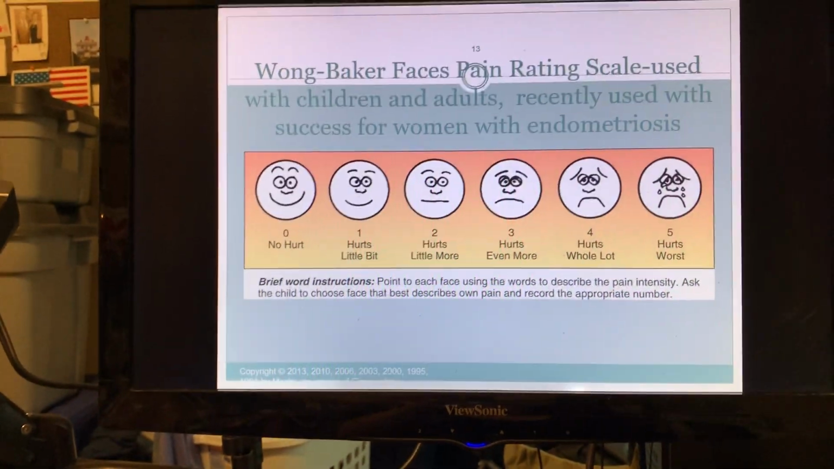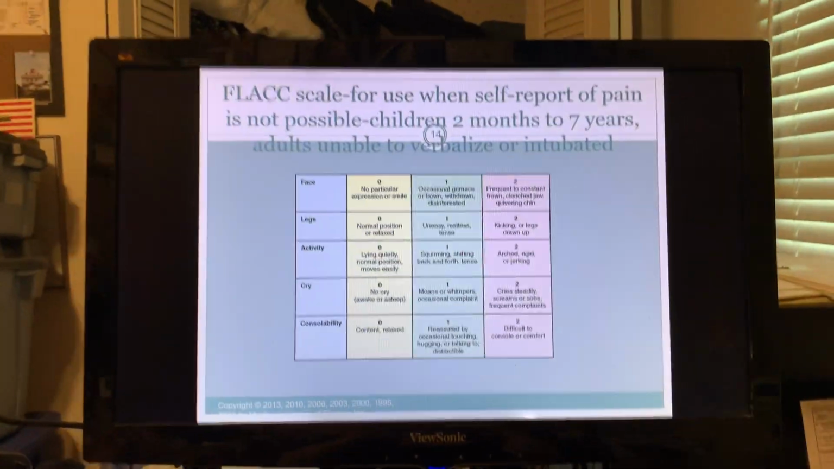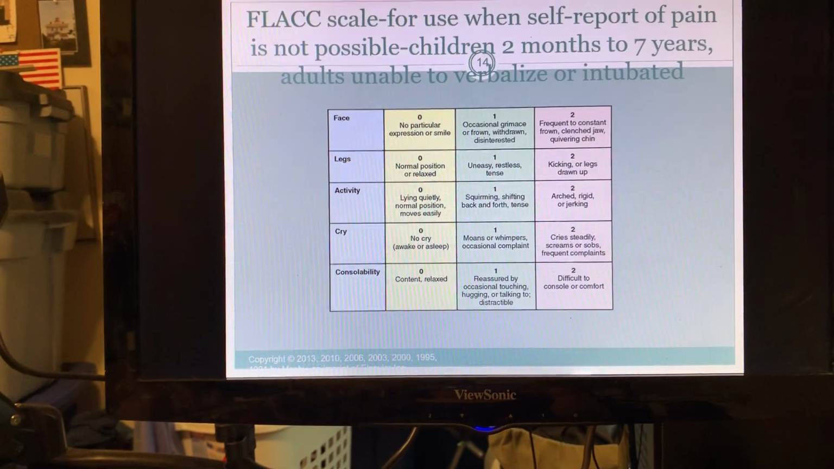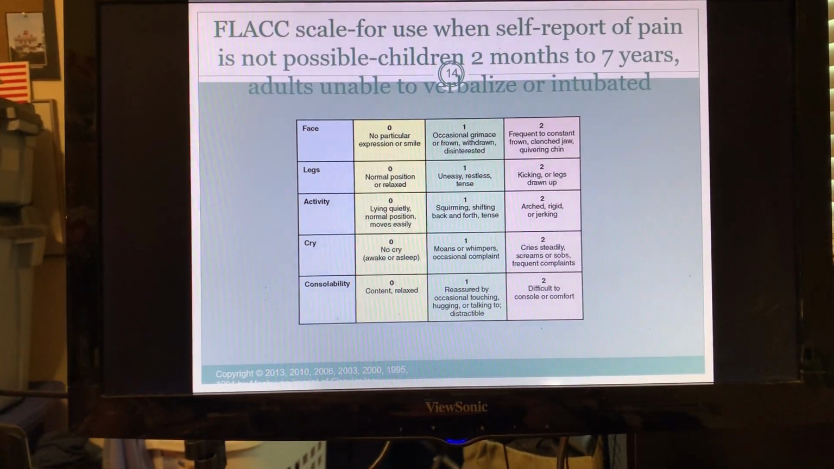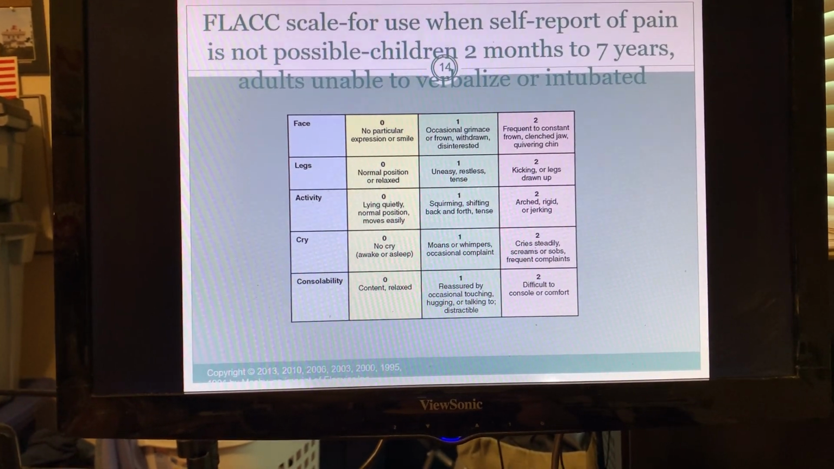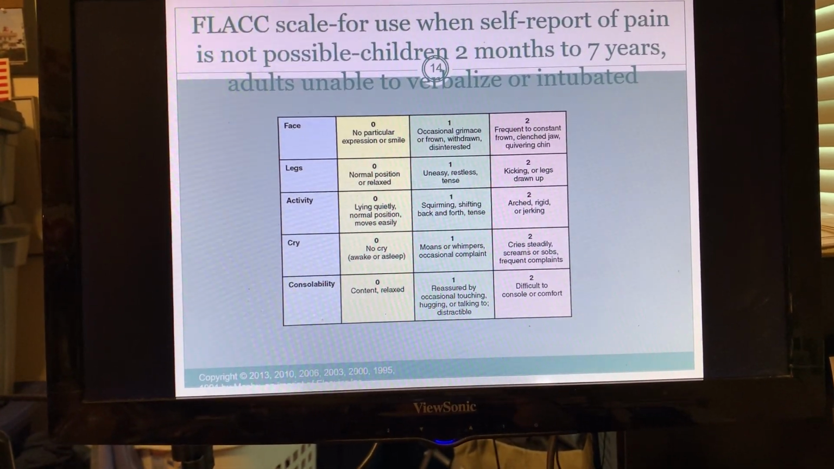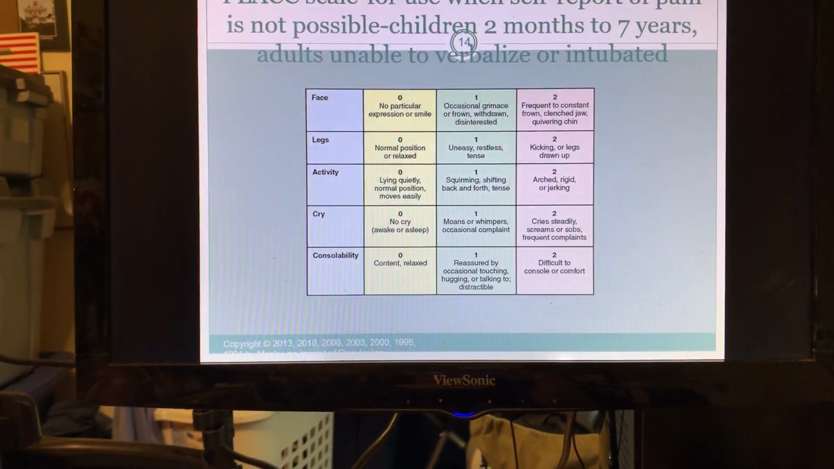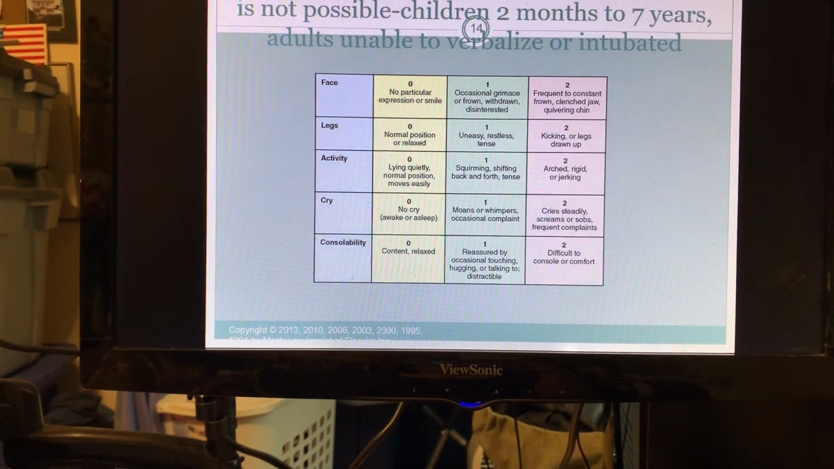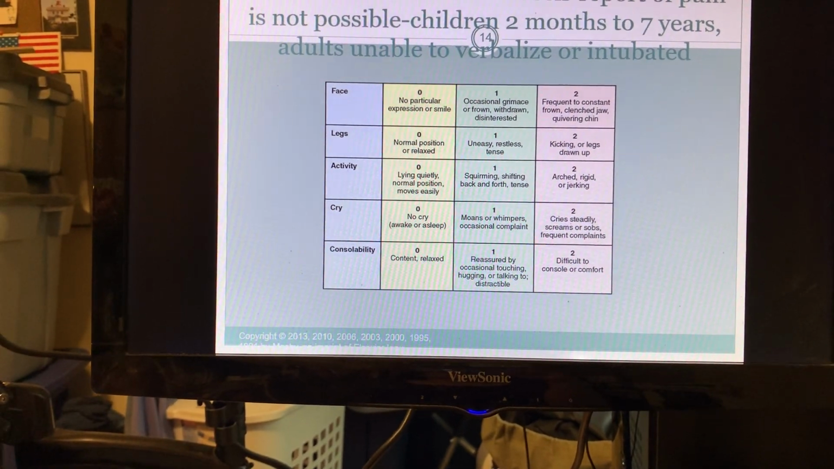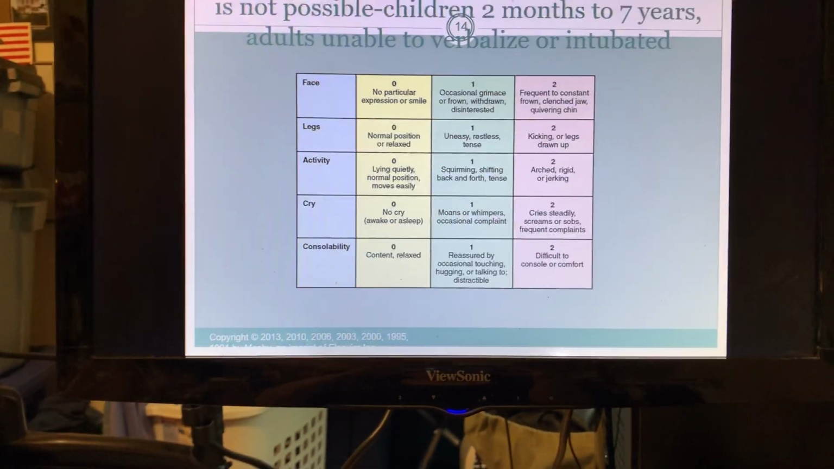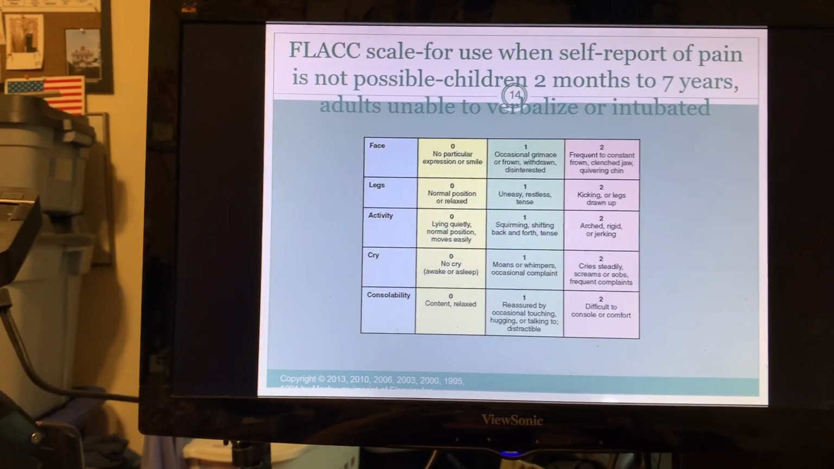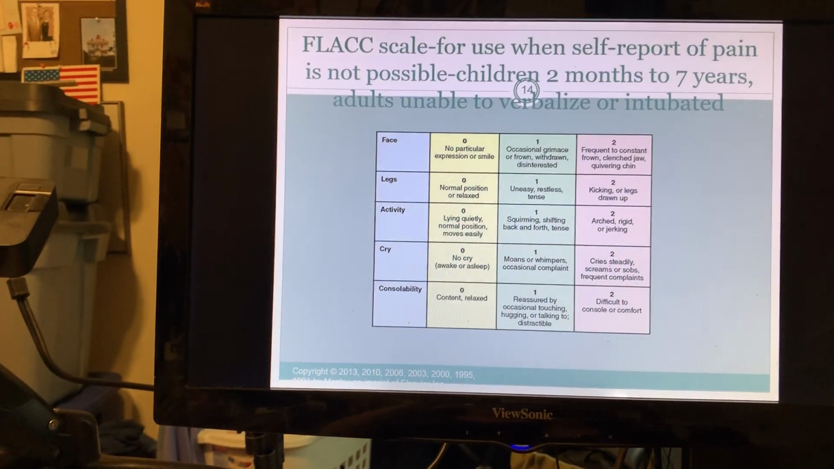One thing you might have to use is the FLACS scale. And I'll let you look at your particular PowerPoint slide for this because it's not real easy to see. But the FLACS scale measures face, legs, the patient's overall activity, crying, and consolability. And it is used when the patient's ability to report their pain is not possible.